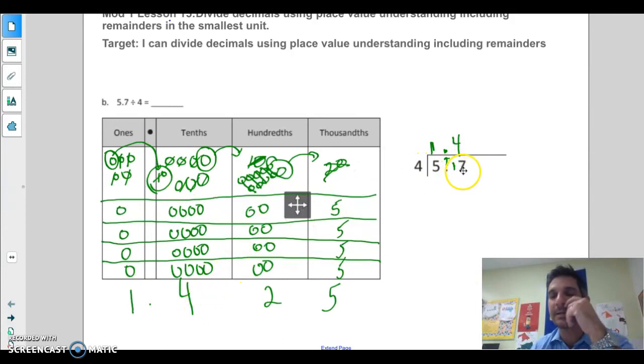So that's 16. Now, what I'm going to do is add some zeros here, because I can add as many zeros as I want. So that's 16, with 1 left over. There's the 1. There's that other 1, right? So now it goes in 2 times. That's 8 with 2 left over. There's your 5. So 1.425. Let's go to the next problem.